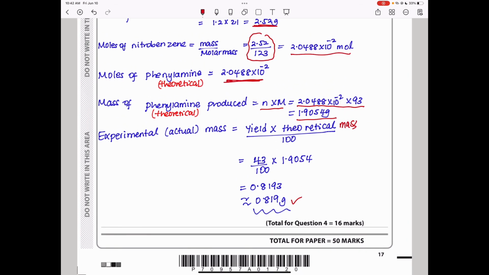This brings us to the end of this paper. This paper was the January 2022 Unit 6 Chemistry for Pearson Edexcel, the used paper.